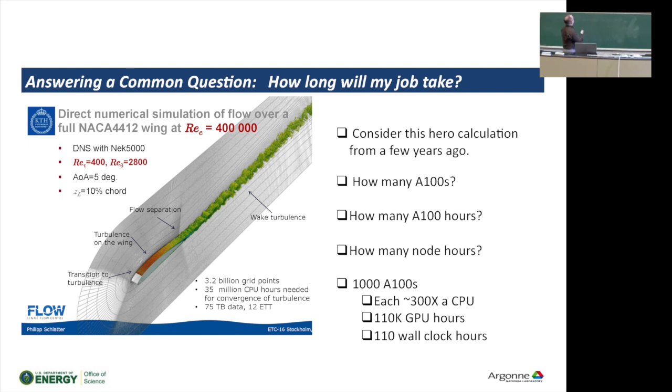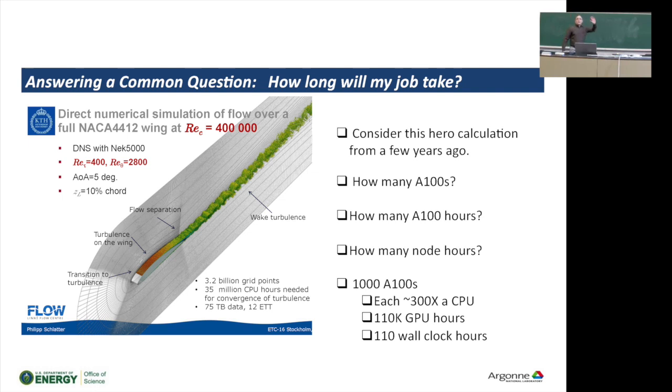But here's one where the problem is well defined. This is a CPU problem run by the KTH group, Philipp Schlatter. They were running on one of the local KTH machines. I can't remember, it's probably a Cray. 3.2 billion grid points, 35 million CPU hours were used. Very nice DNS, at a Reynolds number of 400,000. So, how many A100s would this take? That's an important question if you're going to go out and buy a machine. And how many node hours? Well, we just take the numbers we know.